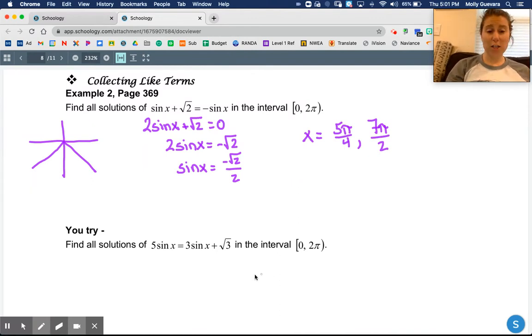Okay, so I want you to go ahead and try this one. Same idea. Get all your signs onto one side, all your numbers on the other side, get that sine of x by itself. And I want you to find all the solutions of this in the interval from 0 to 2 pi. Pause the video, get it done, and then check your work by hitting play.